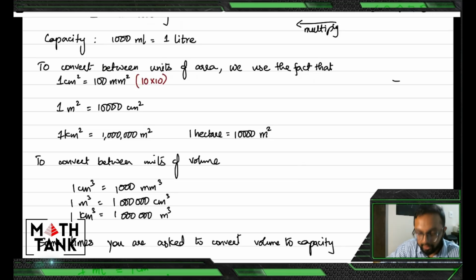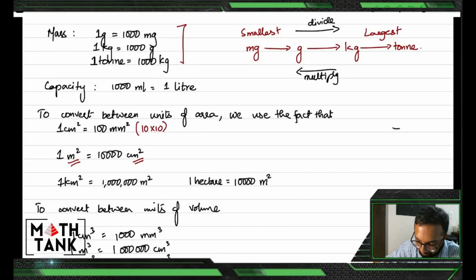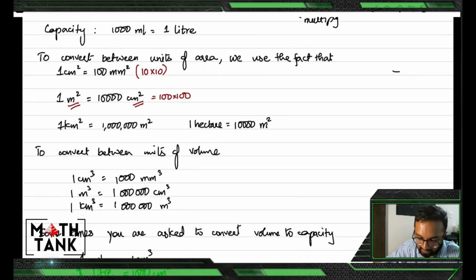So I got 100. If I want to convert meter square into centimeter square, so what was 1 meter? 1 meter was 100 centimeters. How do I convert it? I multiplied it with 100 twice. So 100 two times gives me 10,000. Similarly, I multiplied with 1,000 twice to get kilometer square from meter square.